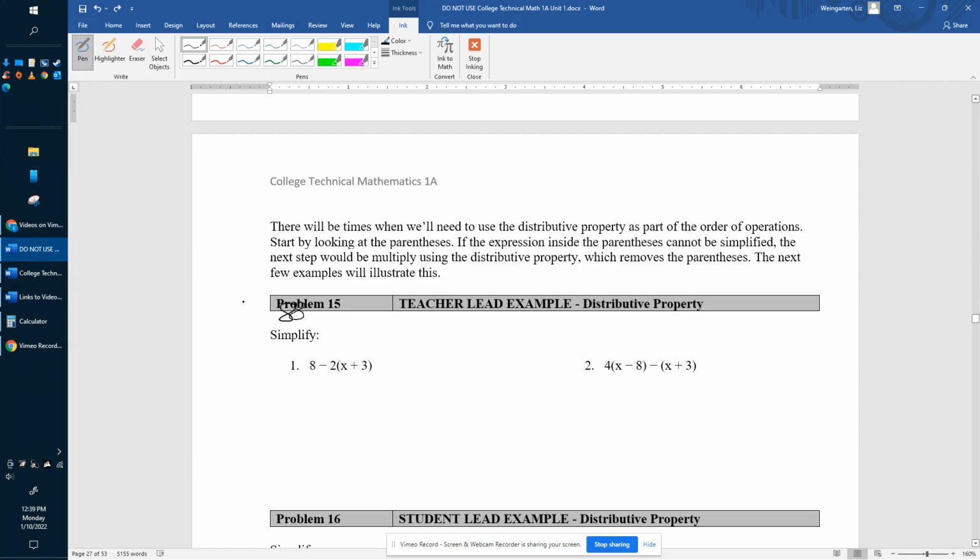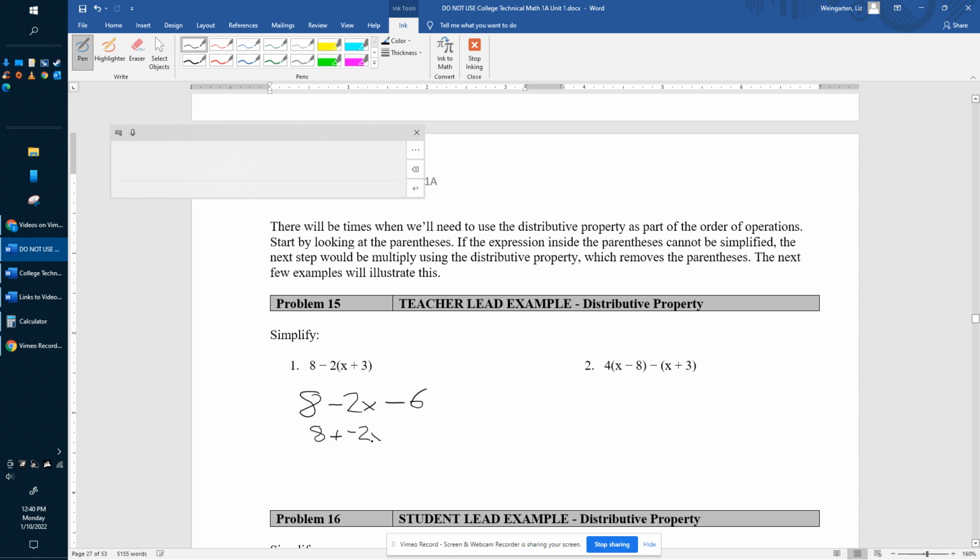Here's our 8. And we're going to distribute that -2. So -2 times x is going to be -2x. -2 times 3 is going to be -6. So we can't use the commutative property on subtraction, but we can easily turn subtraction into addition. We can take 8 plus a -2x plus a -6.